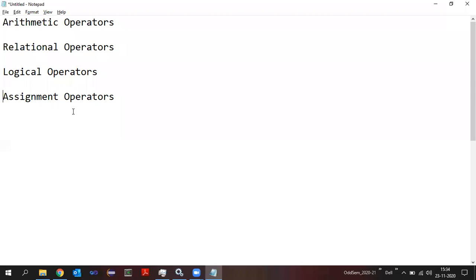Let's proceed with the next concepts. Okay. Now, the next one is a very simple operator called an assignment operator. Okay. Now, this is very simple.